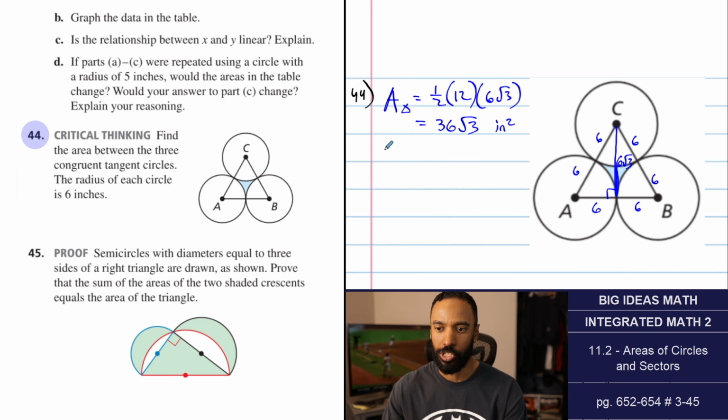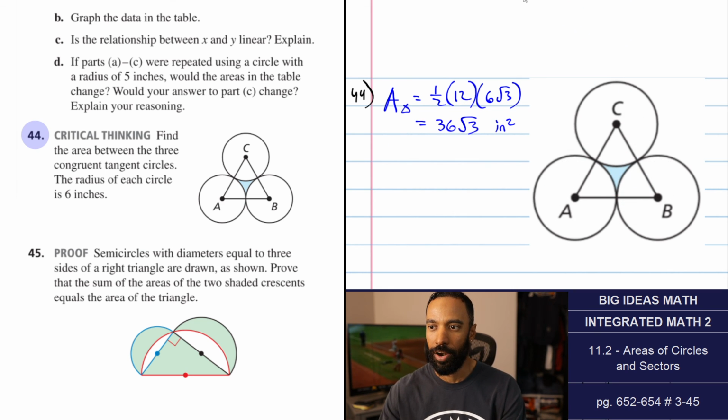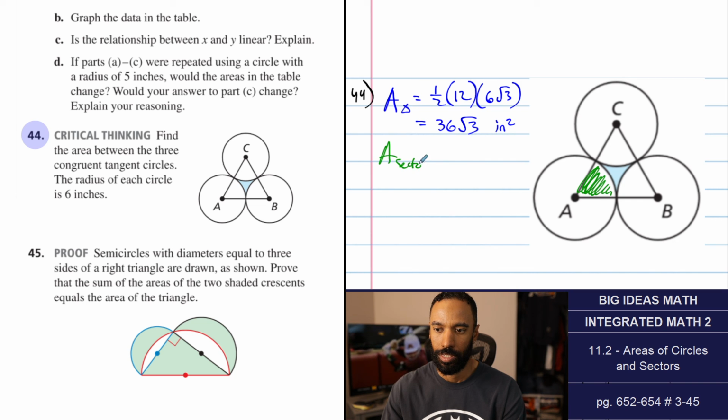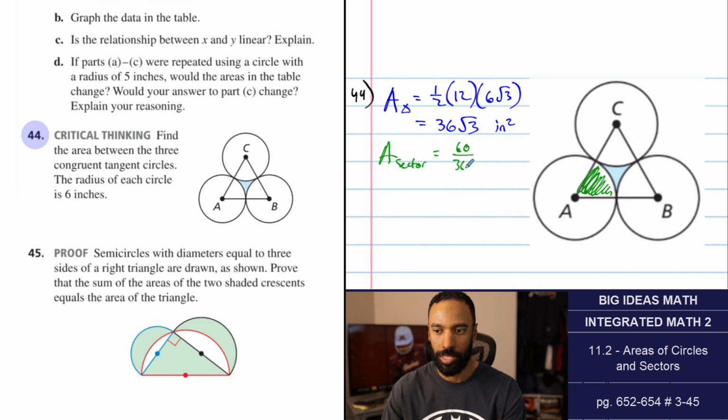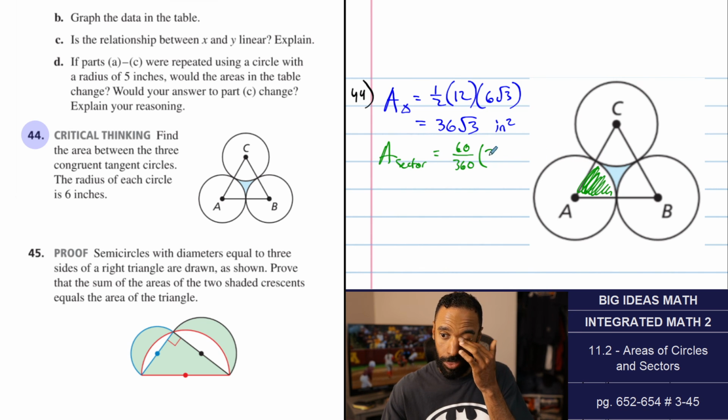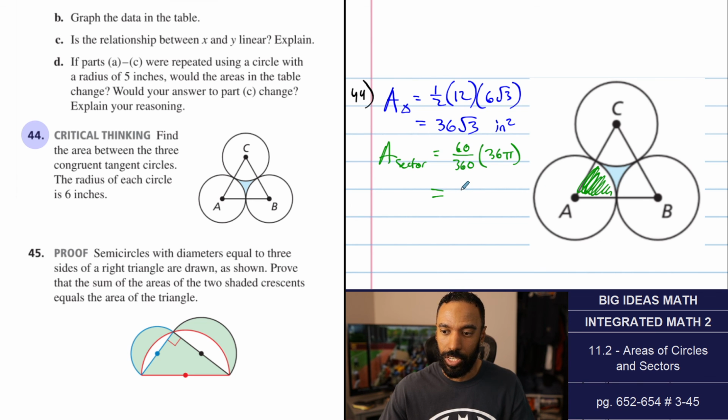The area of each sector, let's kind of wipe everything out now and go back. The area of each sector, like this, and there are 3 of them that we're going to use eventually. We're going to take 60 out of 360, right? 1/6, because that's a 60-degree angle. 1/6 of the area of any of these circles, pi r squared, 36 pi. 1/6 of 36 pi is 6 pi square inches.